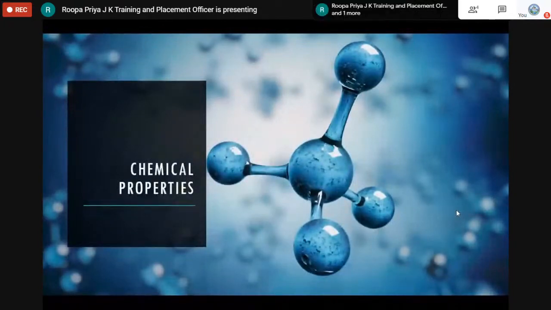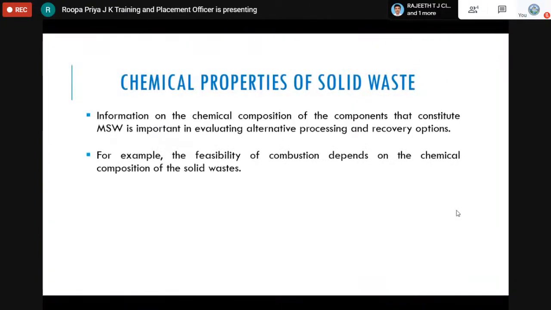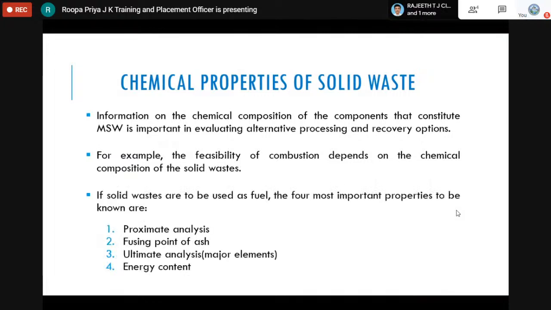Moving on, the second property of solid waste is the chemical property. Under chemical property, we have different categories again. It is very important to understand the chemical property, and the information on the chemical composition of the components that constitute the municipal solid waste is very important in evaluating alternative processing and recovery options. For example, the feasibility of combustion depends on the chemical composition of the solid waste.